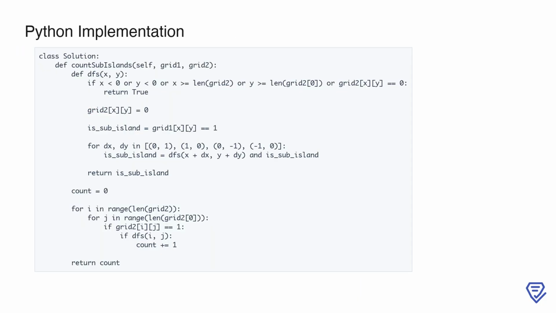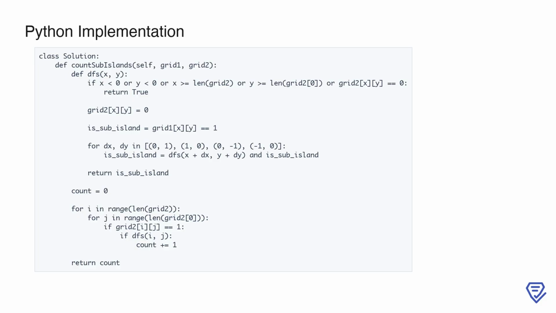This is a Python solution for LeetCode problem number 1905, Count Sub-Islands. The objective is to count the number of sub-islands in grid 2 that are entirely contained within the islands of grid 1. Here's the explanation of the code. 1. DFS approach. The main idea is to use depth-first search, DFS, to traverse each island in grid 2. For each cell, we check if it is part of a sub-island that is entirely within grid 1.